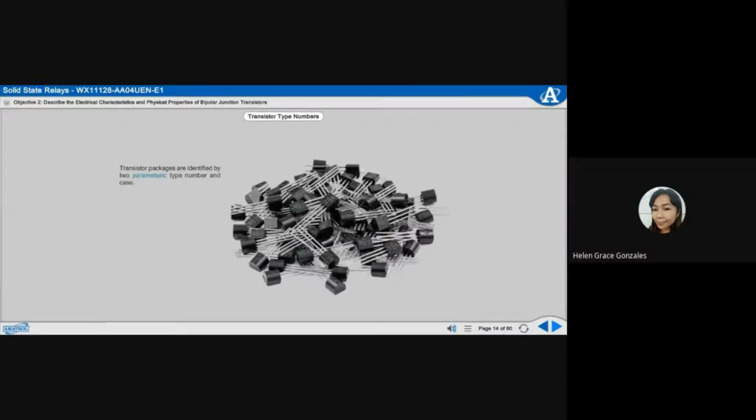Transistor packages are identified by two parameters: type number and case. The type number of a transistor is a unique identifier assigned to each type of transistor. Three different international schemes are used: JEDEC type number, European Pro-Electron type number, and Japanese type number.